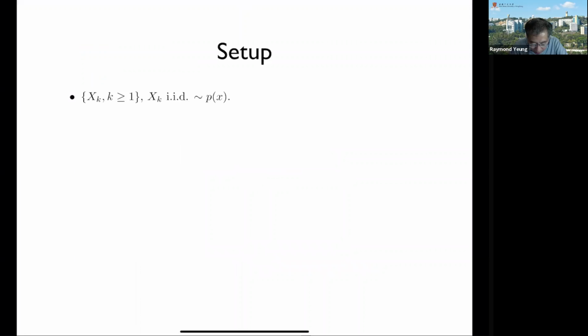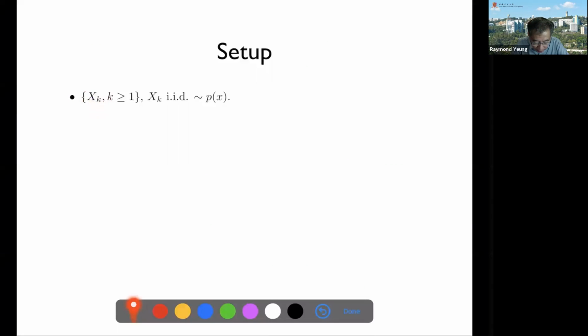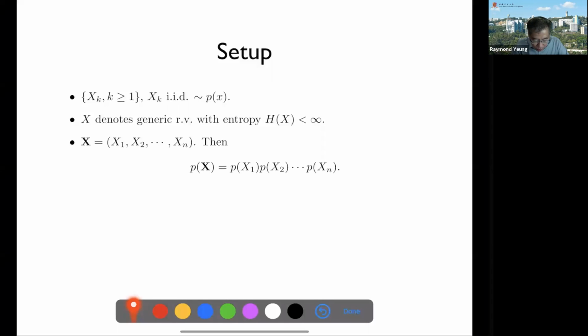So what does it mean by a typical sequence? Let's say we have a sequence X_k, where k is a discrete index taking values 1, 2, 3, 4, and so on, and the X_k are IID with a generic distribution P_X. X denotes the generic random variable with distribution P_X and with entropy H(X) less than infinity. It has finite entropy. Now, if we consider a random vector of length n, bold X, then because the components are IID, its probability is equal to the product of the probabilities of each of these random variables.